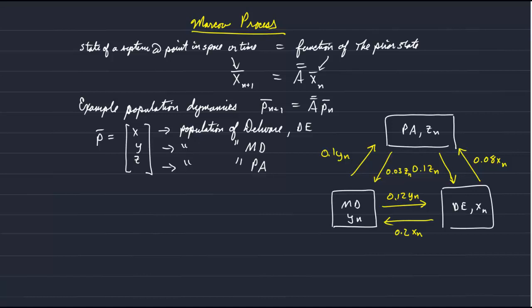And so the assumption here is the populations change only by people moving between states. That is, the birth and death rate balance out. So births and deaths don't change the population.